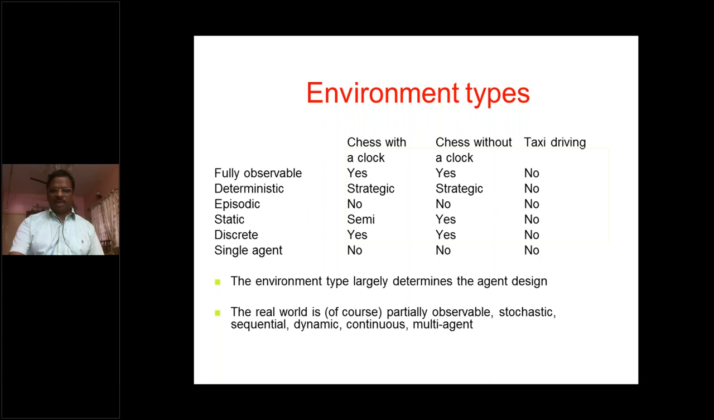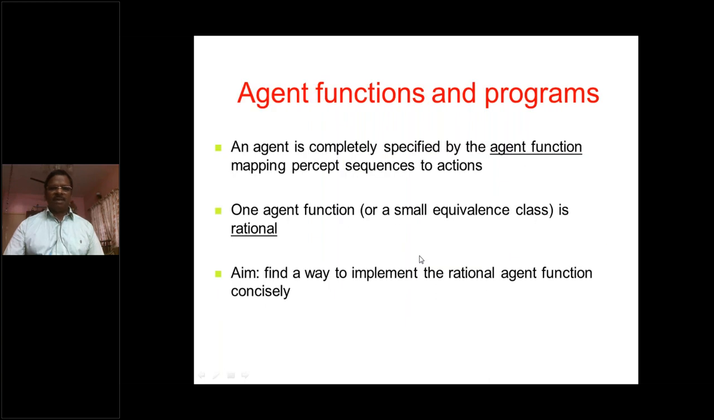Then what are the environment types? Okay: chess with a clock, chess without a clock, taxi driving. Which are fully observable, deterministic, episodic, static, discrete? In what category is each accepted, and which is not? These are given. Then, what are agent functions and programs? An agent is completely specified by the agent function, mapping percept sequences to actions. One agent function is rational, so mostly the agent function should be rational.